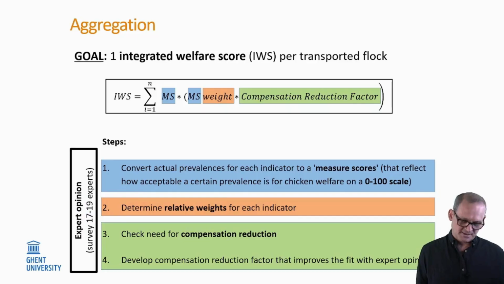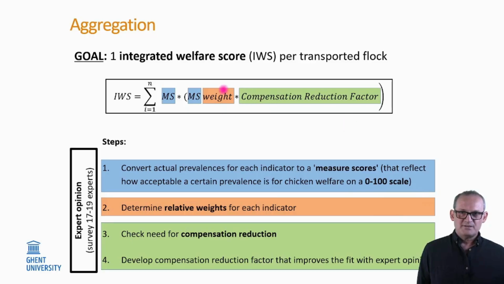address these subjective decisions. So the 3 steps that need to be done is, for each of the welfare indicators, the actual prevalence needs to be converted to a common scale for all 9 welfare indicators. And that is called the measure score. And that is a score that reflects how acceptable a certain prevalence for a welfare problem is for chicken welfare on a 0 to 100 scale.